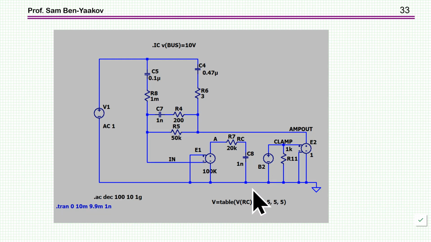That is, using dependent sources. I've put together an amplifier which has a 10 to the 5th gain at DC or low frequency, has an RC for shaping the bandwidth, and then it has some buffer here and a clamp so the voltage will not go very high or very low. So this is sort of a self-made amplifier.